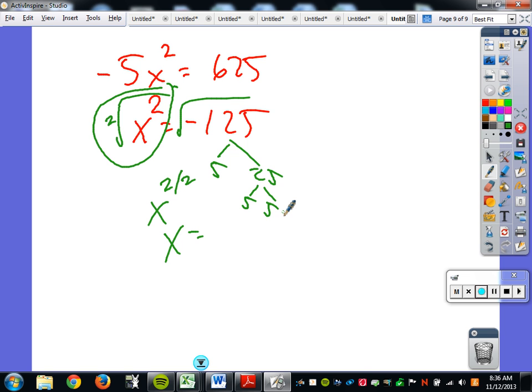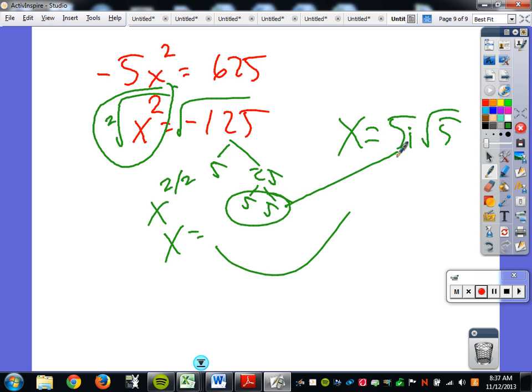Who gets to come out? The 5 does, so I'm going to bring him up here. X equals 5. Anybody else get to come out? The i gets to come out, right? Why does i get to come out? Because it was a negative 125, correct? Good job, Patrick. Does everybody see why the i gets to come out as well? 5i, and then who's still left underneath, Abby? The other 5. Right? We have this pair. That's why he's here. And this guy has to stay. The 5 has to stay. You guys see a lot of similarities to what we were doing yesterday?